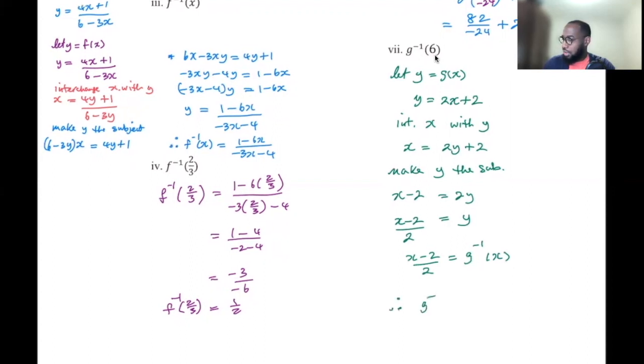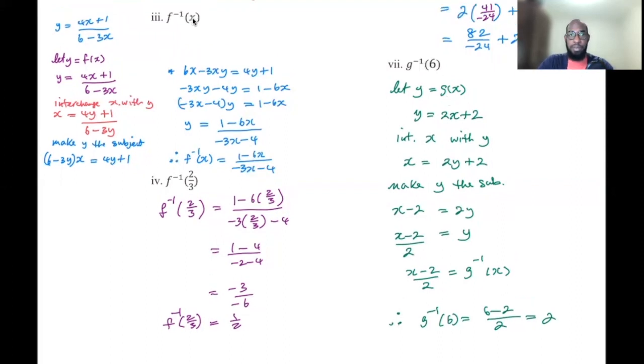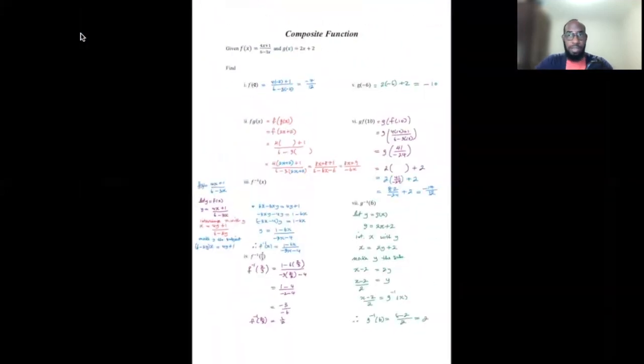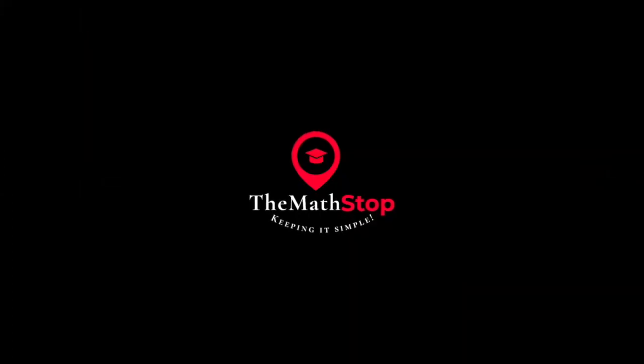So if you need to find out what is G inverse of 6, right? Therefore, G inverse of 6 is equal to 6 minus 2 over 2. And that is 4 over 2, which is equal to 2. So G inverse of 6 is equal to 2. Remember, you cannot find G inverse of 6 just like that. You need to find out what is G inverse of x. All right, let me just fix this across here. It's supposed to be f of x. Nice. So that's it for composite functions.